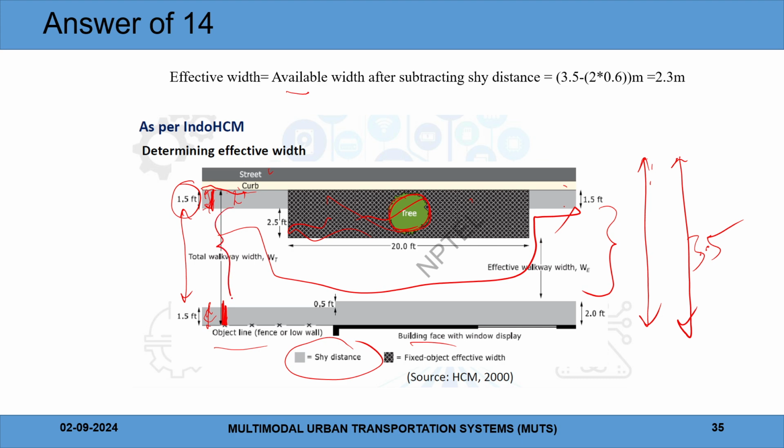So this is the effective width. Even if we give 3.5 meter as the total width, people will walk maintaining a particular distance from the edge of the footpath. It is given as 0.6 meter here, and this one is also given as 0.6 meter. So the actual effective width will be 3.5 minus 0.6 on both sides, so it will be around 2.3.